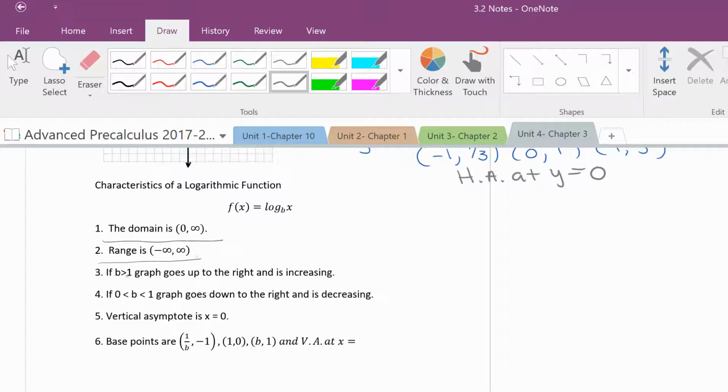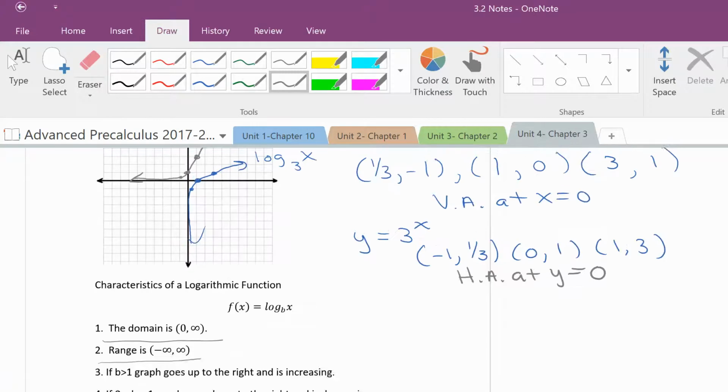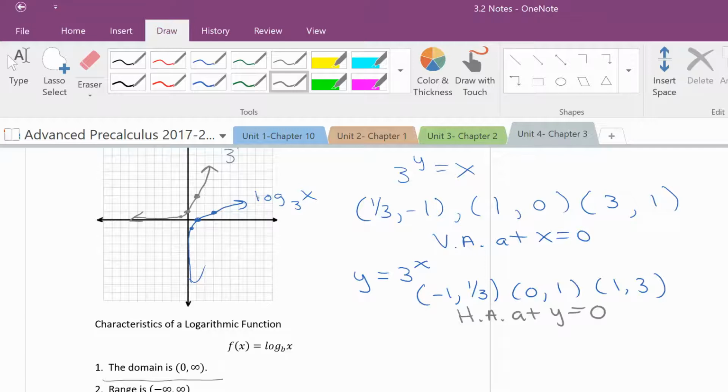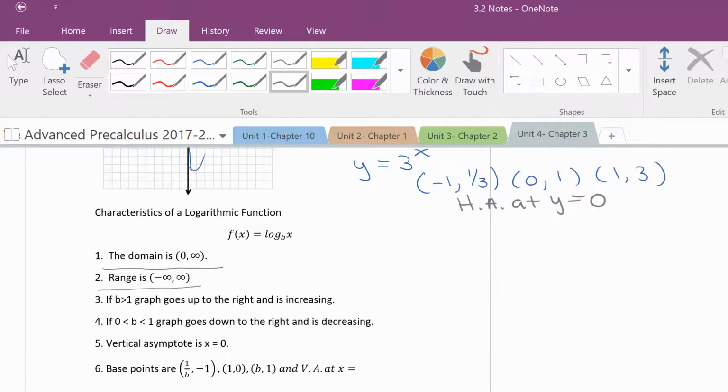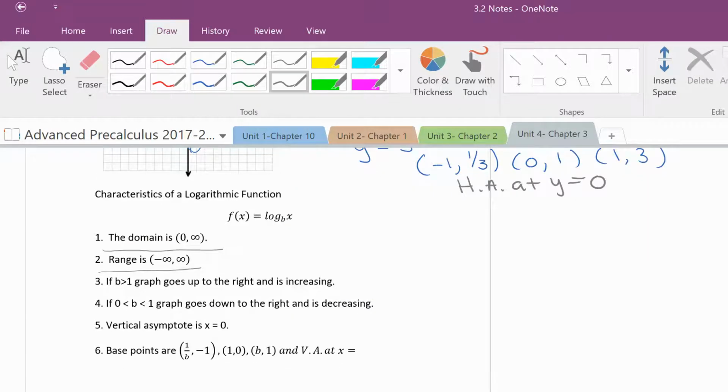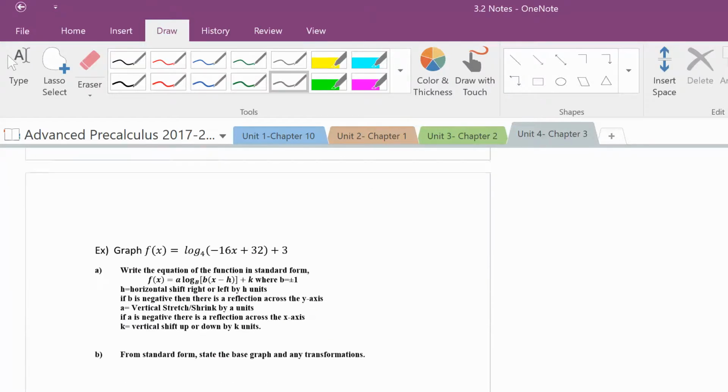That's switched from the exponential function. If the base is greater than 1, it rises from left to right. Notice this rises from left to right. And if the base is between 0 and 1, it would fall from left to right. The vertical asymptote is x equals 0. And notice the base points, 1 over b and -1, 1, 0, b, 1. Those are just the reverse of the exponential function. And the vertical asymptote's at x equals 0.